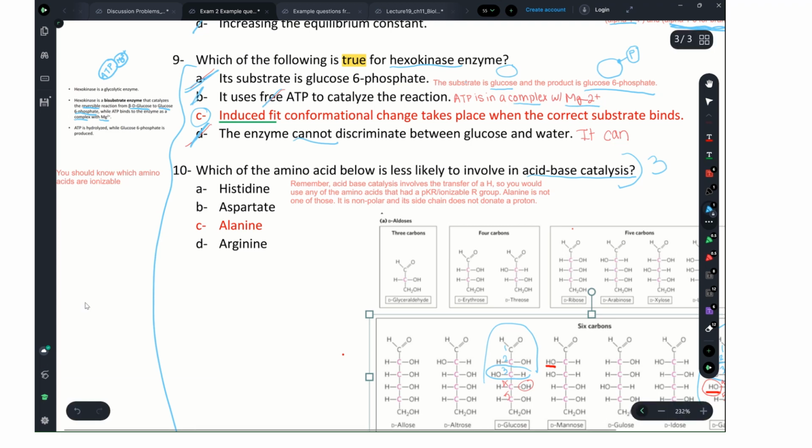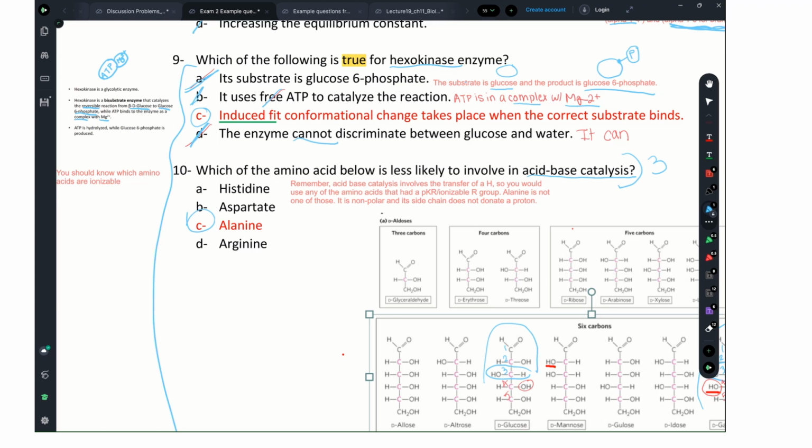Also, you have to know your amino acids, which ones are ionizable, because they're the ones that can participate in acid-base catalysis, because they're the ones that have pKr values and can donate their protons. So by now you should know all of those by memory. And so if you do, then you know that histidine, aspartate, and arginine all can participate in acid-base catalysis.